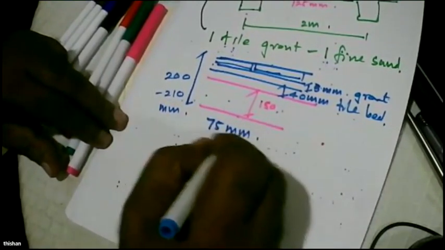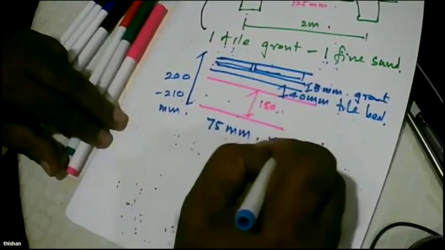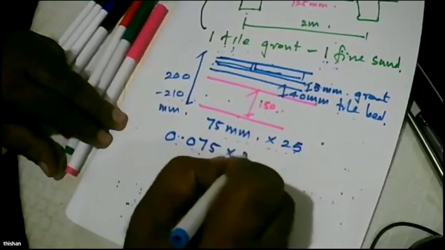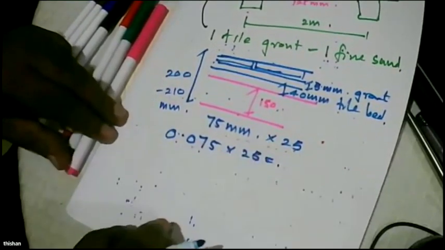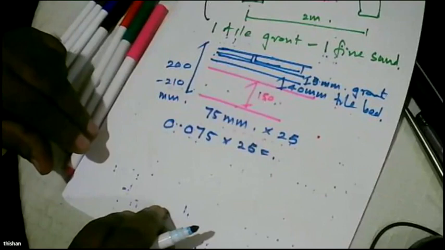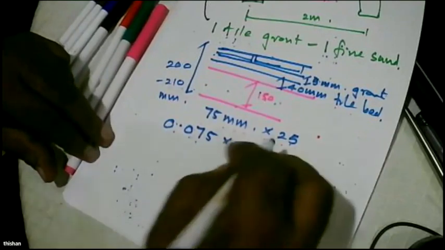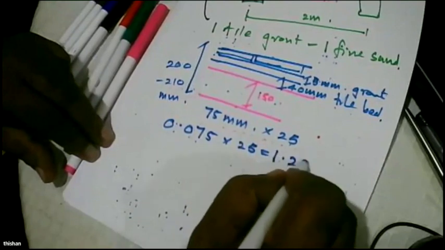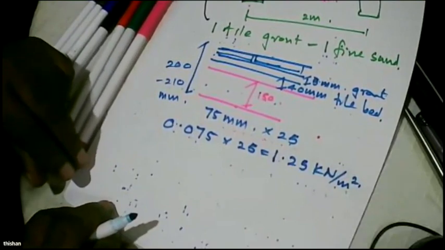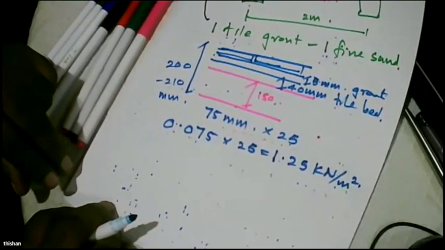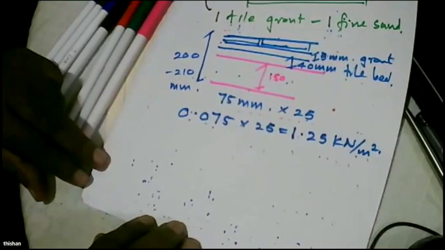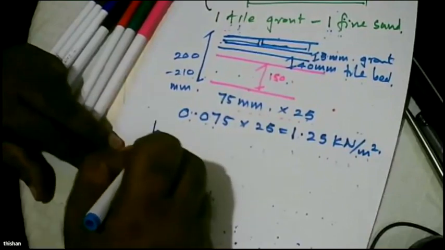And we can use an average density of 25. So that is 0.075 into 25. How much is that, Madhuka? It's 1.25. 1.25 kilonewtons per meter squared is saved per square meter. Got it? Yes, sir. Right. So what you do is, now we have lightweight.